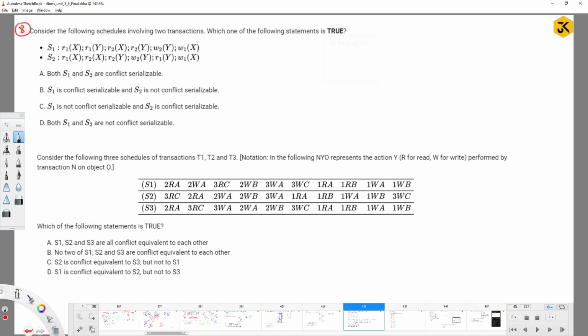Next one, try to take another one. I think this is 8. This will be the 9th one. Yes, consider the following schedule involving two transactions. Which one of the following statements is true?